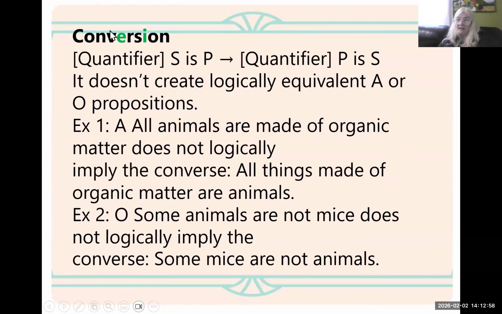I've highlighted the E and I in the word conversion to get you to remember it works for E and I, but it doesn't work for the other ones. So "all animals are made of organic matter" does not logically imply the converse, that all things made of organic matter are animals. And same with our O, "some animals are not mice" does not logically imply that "some mice are not animals." If you're unsure about these, you can test them with real sentences, and sometimes the logic comes more clearly through.